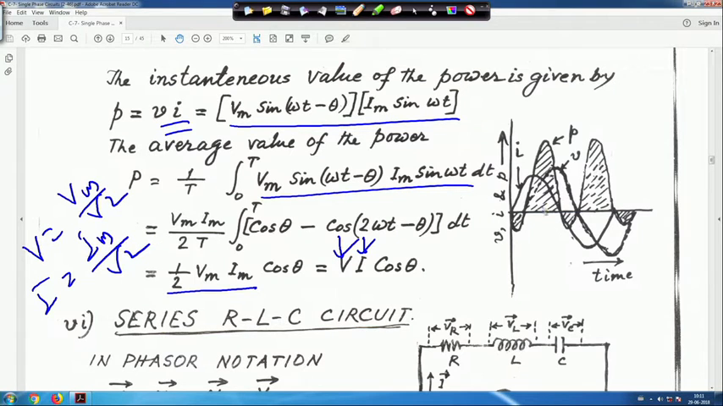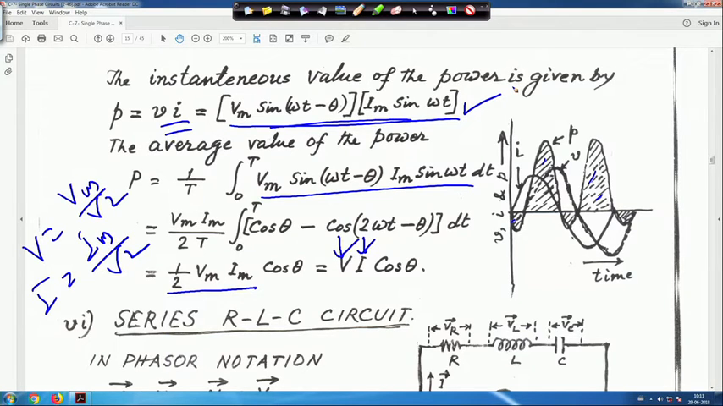The diagram is shown here for the power, voltage and current, just to give you a feeling of how you plot this. The dashed portion shown is the power part.